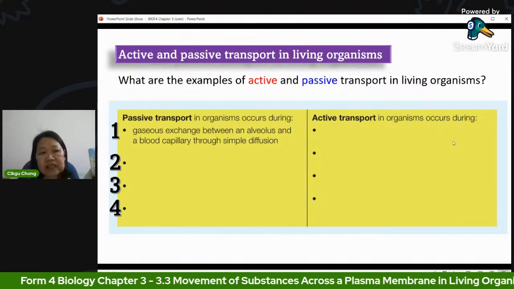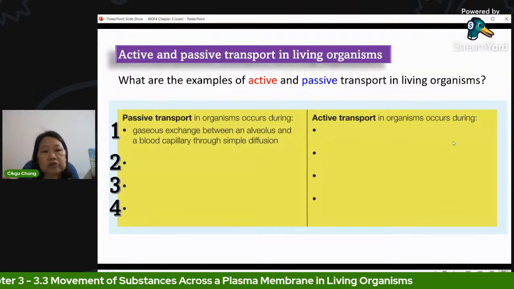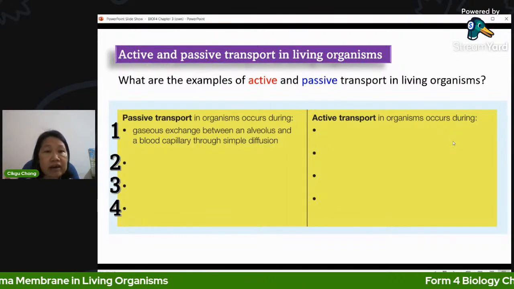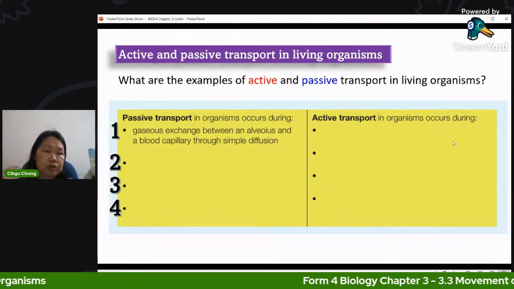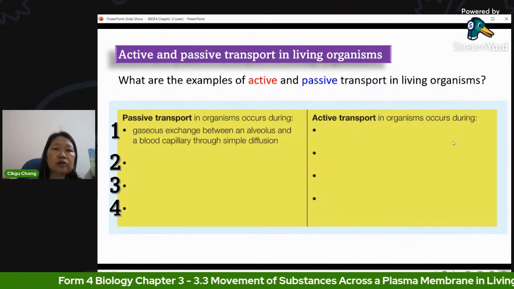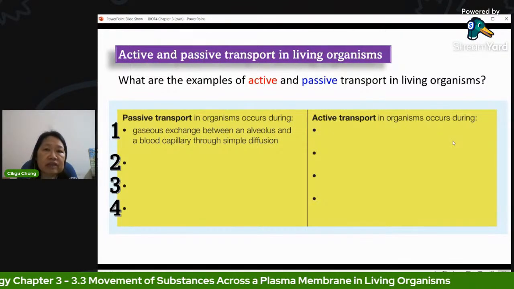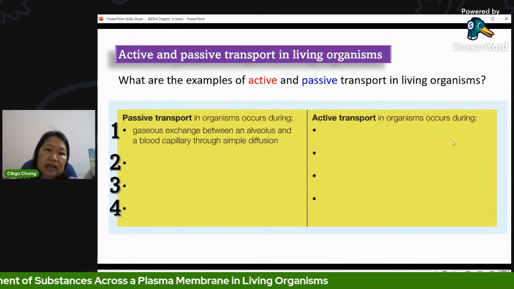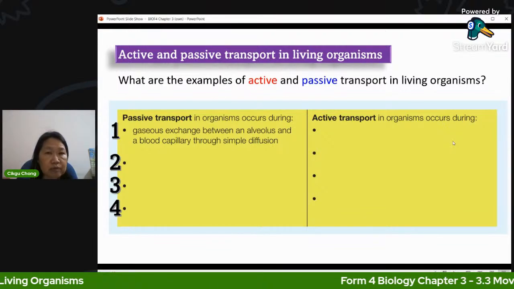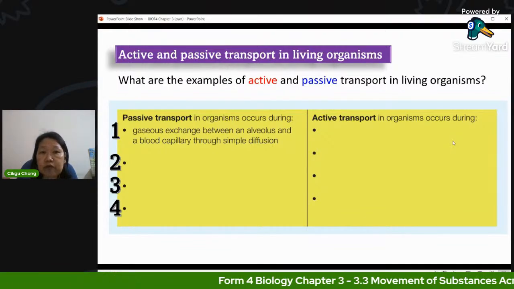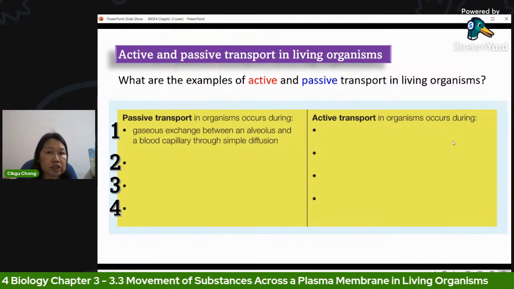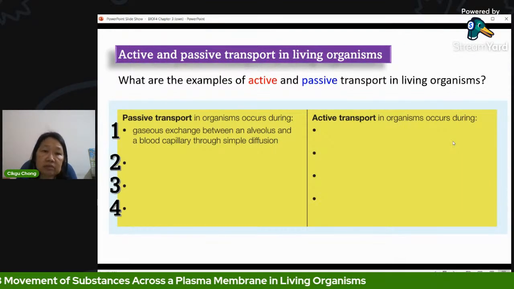The first one is gaseous exchange between alveolus and blood capillary through simple diffusion. This one you have learned in Form 3 before. The inhaled air enters the respiratory tract until it reaches the alveolus. After that, the oxygen will diffuse across the alveolar membrane into the blood vessels and blood capillaries, and at the same time carbon dioxide diffuses out from the red blood cells into the alveolus. So this is an example of simple diffusion. The gas exchange between oxygen and carbon dioxide is through simple diffusion.